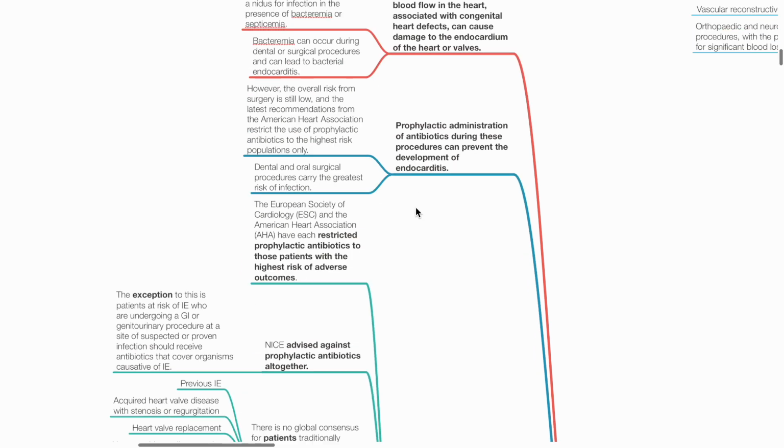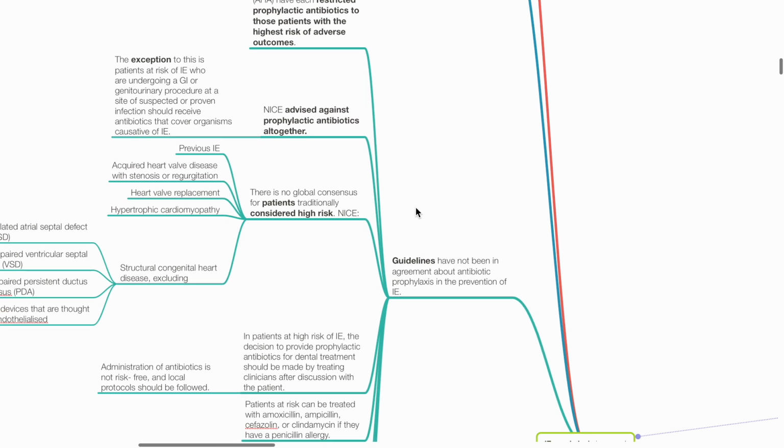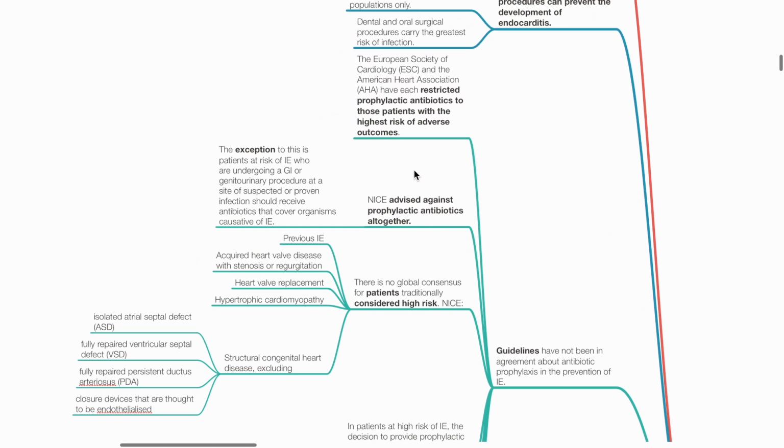Guidelines have not been in agreement about antibiotic prophylaxis in the prevention of IE. European Society of Cardiology and American Heart Association have restricted prophylactic antibiotics to those patients with the highest risk of adverse outcomes. NICE guidelines advise against prophylactic antibiotics altogether, except for patients at risk of IE who are undergoing GI or genitourinary procedure at a site of suspected or proven infection. There is no global consensus for patients traditionally considered high risk.